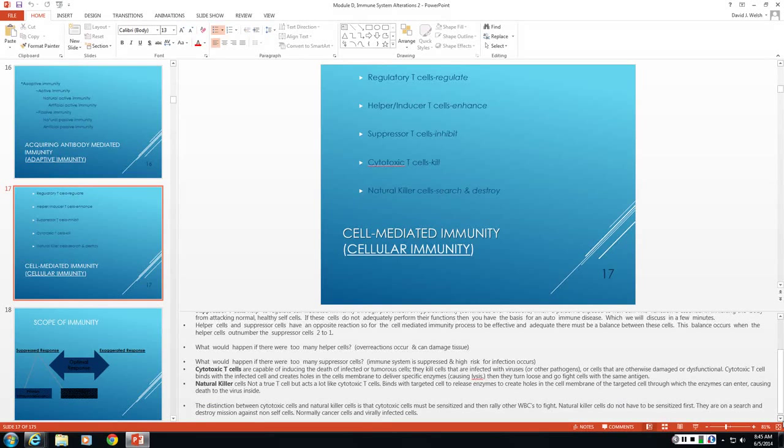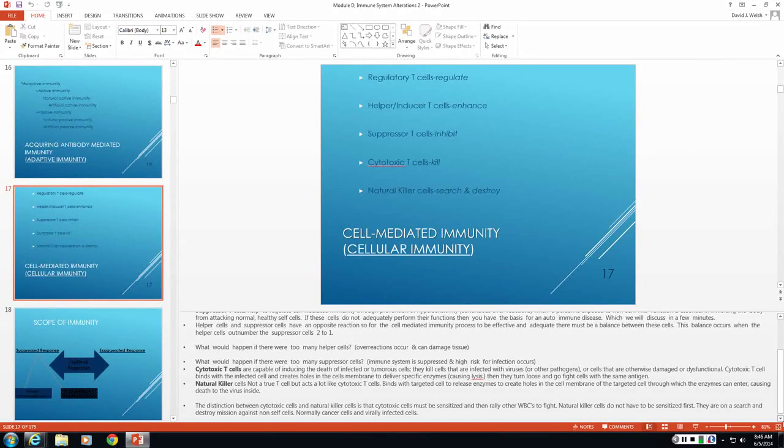Now, your cytotoxic T cells are capable of inducing the death of infected or tumorous cells. Now, they kill cells that are infected with viruses or other pathogens, or cells that are otherwise damaged or dysfunctional. Now, cytotoxic T cells bind with the infected cell and create holes in the cell membranes to deliver specific enzymes, causing lysis. Then they turn loose and go fight the same antigen.